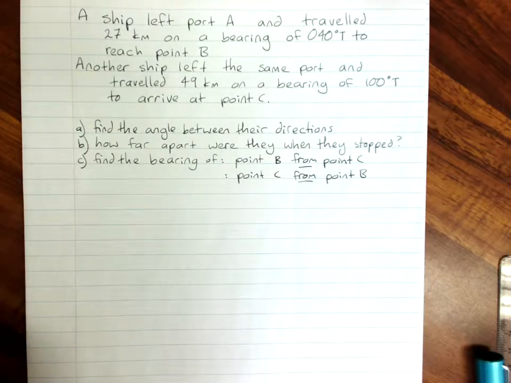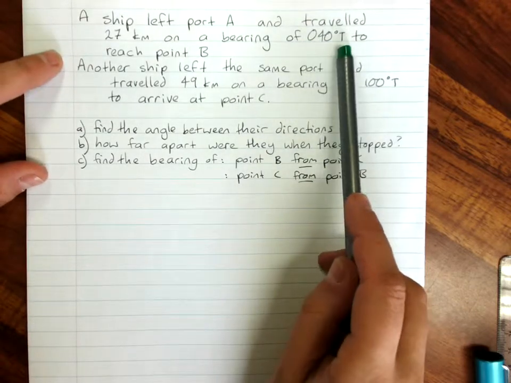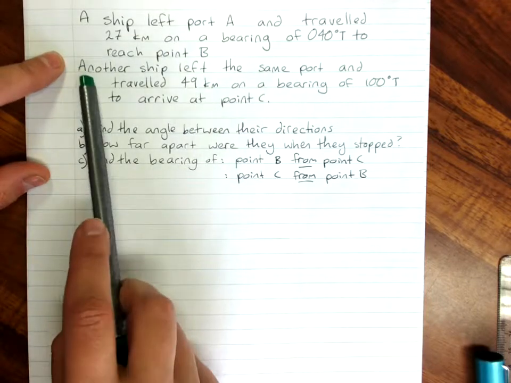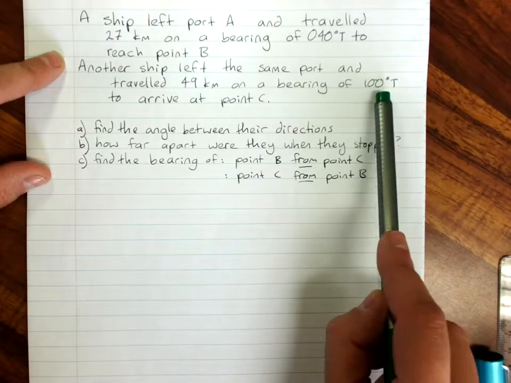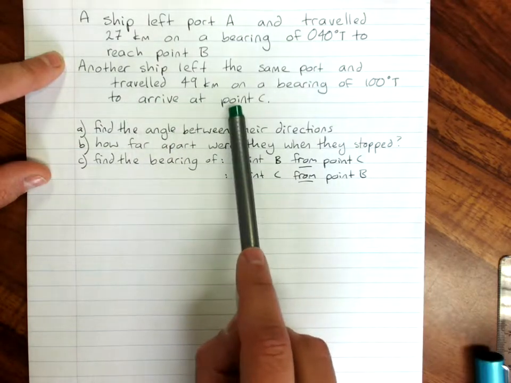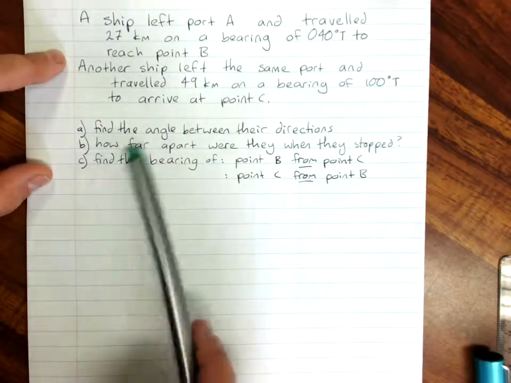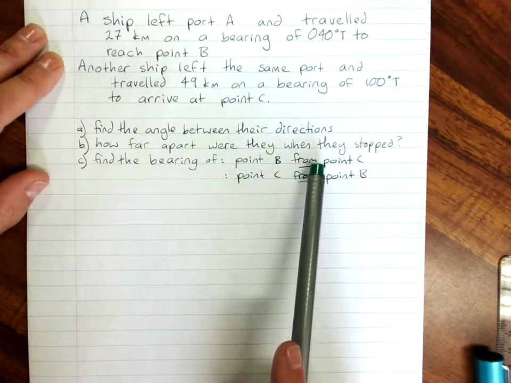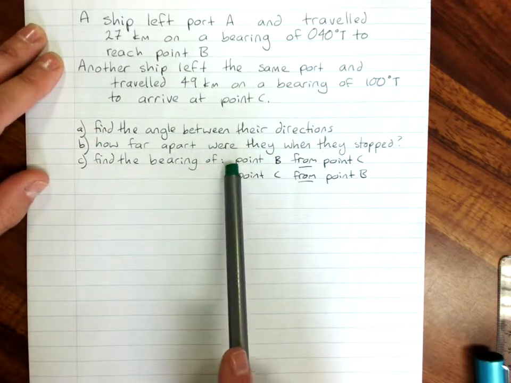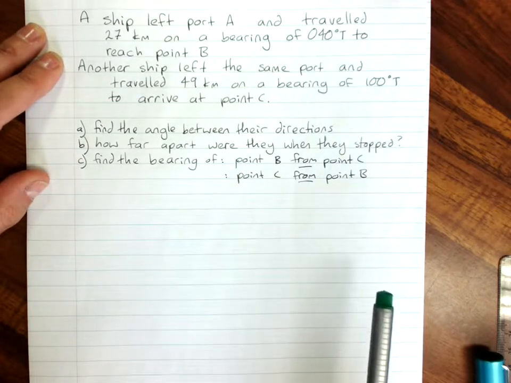Navigation question, non-right angled trig. A ship left port A and travelled 27 kilometres on a bearing of 040 degrees true to reach point B. Another ship left the same port and travelled 49 kilometres on a bearing of 100 degrees true to get to point C. So we're finding the angle between their two directions, how far apart they were when they stopped, and their bearings from each other at the end.